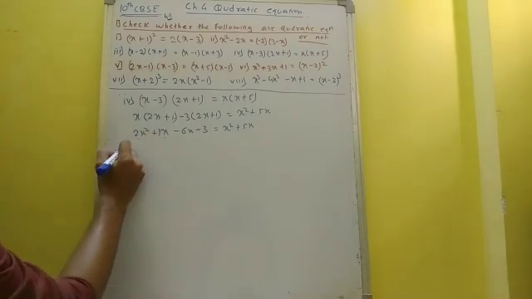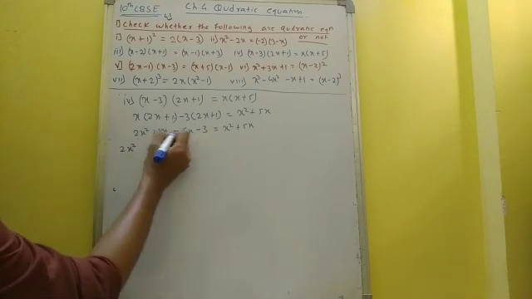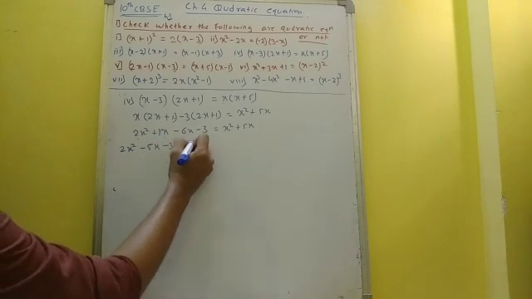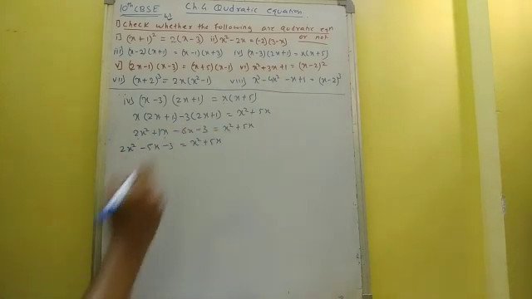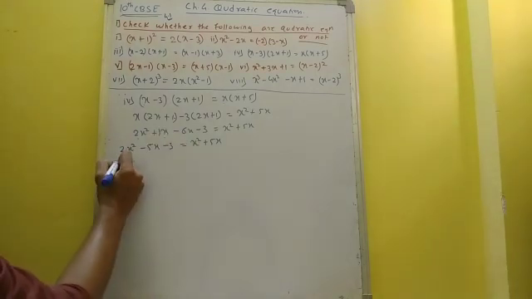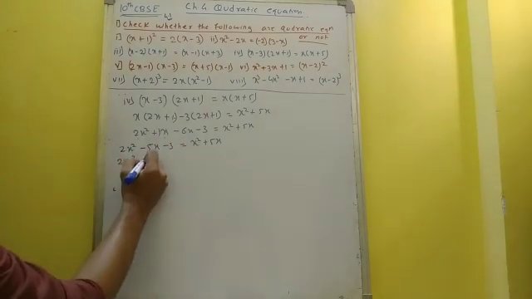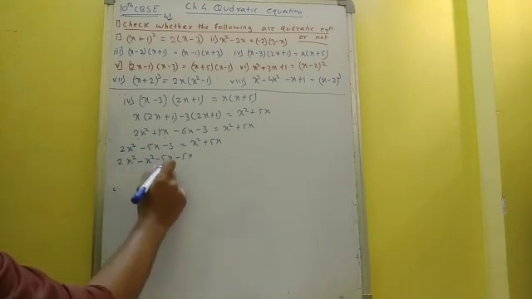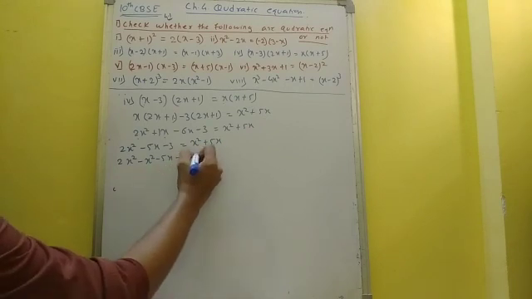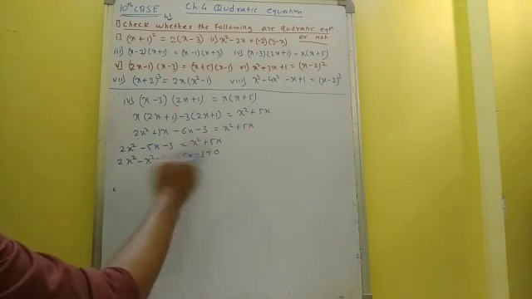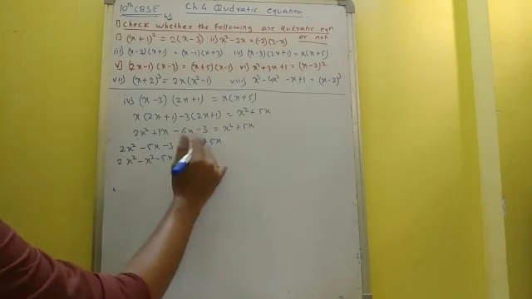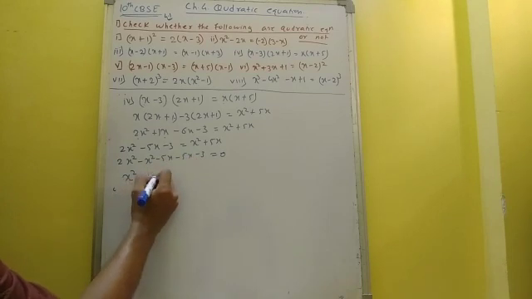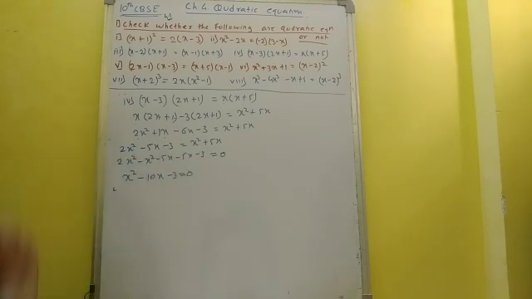2x square. 1x minus 6x is minus 5x minus 3. Okay. x square plus 5x as it is. Now I will take each and every term this side. So 2x square minus x square minus 5x minus 5x minus 5x and minus 3 is equal to, each and every term is on the left hand side. So nothing is remaining in the RHS. So it will be 0. 2x square minus x square is x square minus 5x is minus 10x minus 3 is equal to 0.